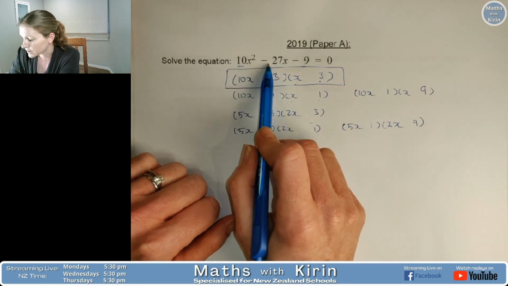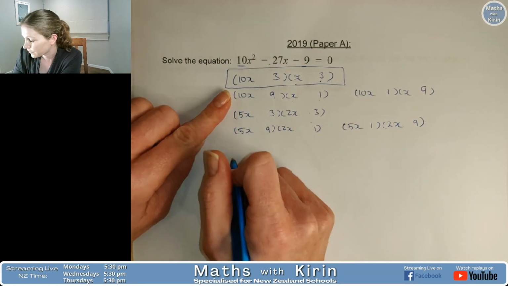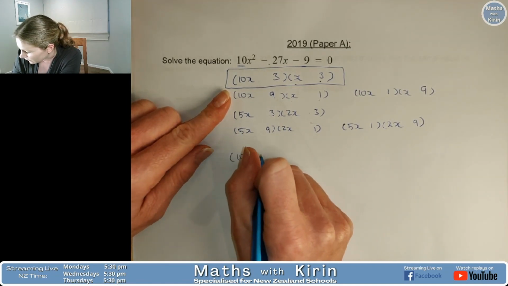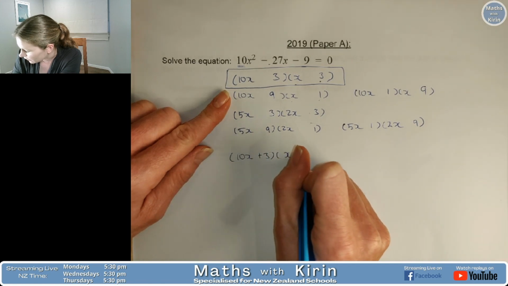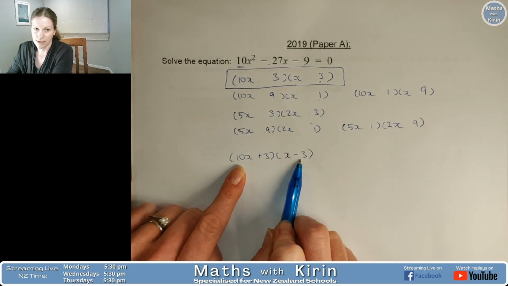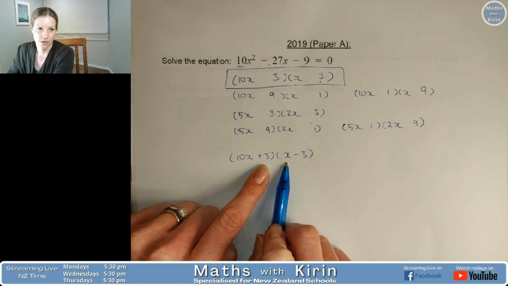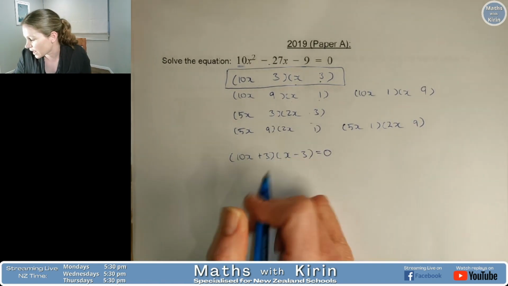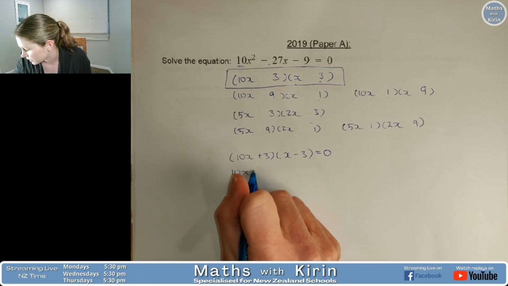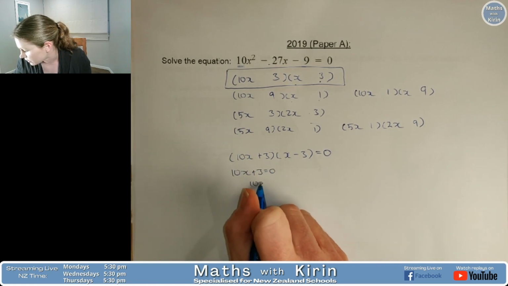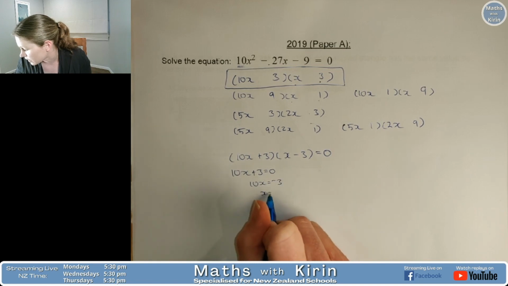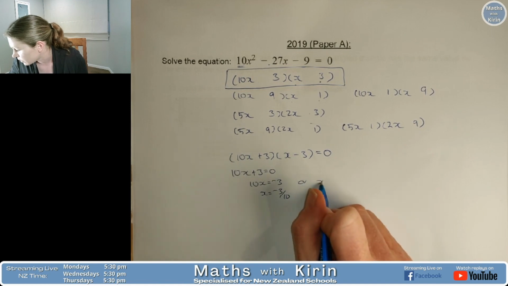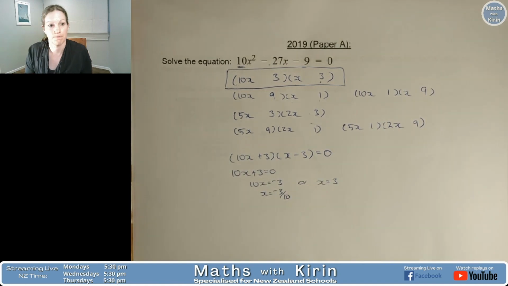We need negative 27, so we're going to have negative 30 plus 3. So 10x plus 3, x minus 3, because that would give us negative 30x plus 3x. Okay, so now we've finally factorized. We can find our two factors. So either 10x plus 3 is equal to 0, so 10x is negative 3, x is negative 3 over 10, can't simplify that fraction anymore, or x is equal to positive 3.